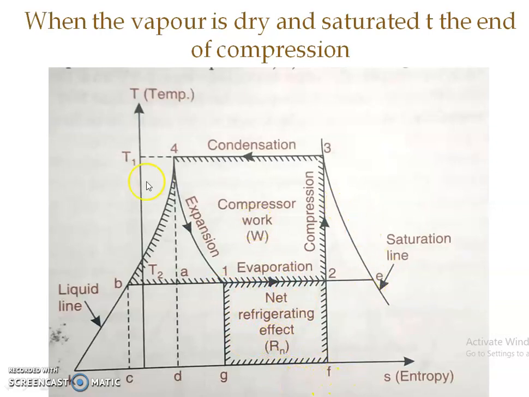From the saturation line, here is the vapor region and here is the liquid region. In this process the vapor is dry and saturated at the end of the compression process.